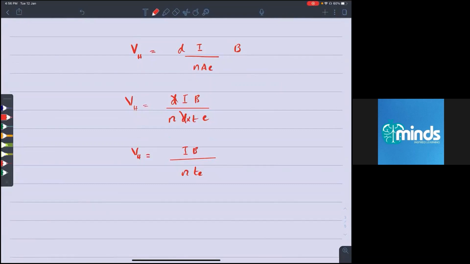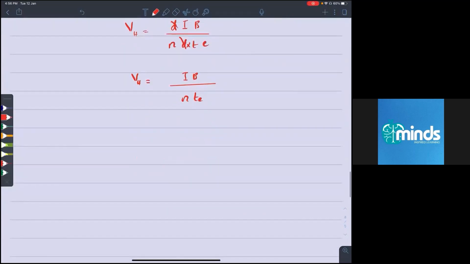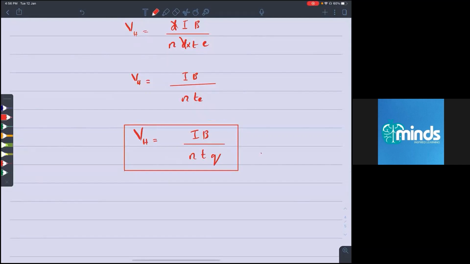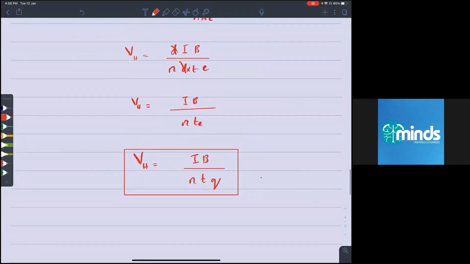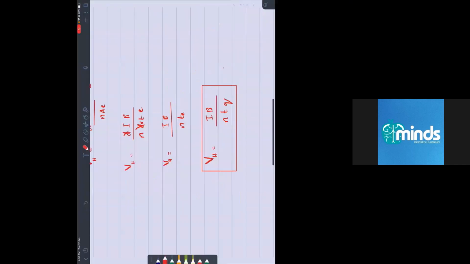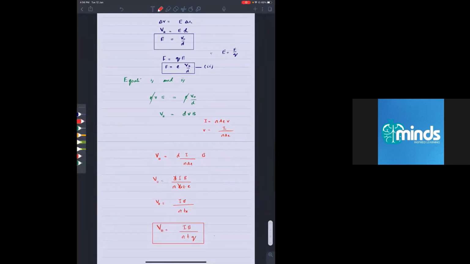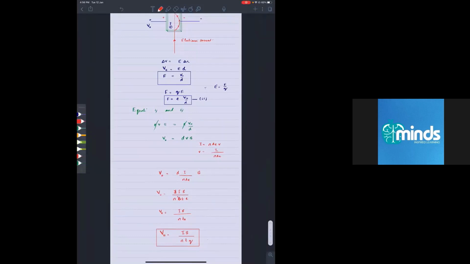But remember, it is not necessary that the electron is traveling. In different materials, different ions can behave like charge carriers. So if you want to generalize, Hall voltage is I times B divided by NTQ, where Q is the charge which is actually traveling. Are you getting this working? If you have any confusion, feel free to ask. Then we will talk about one or two more things related to the Hall probe, and then move forward.